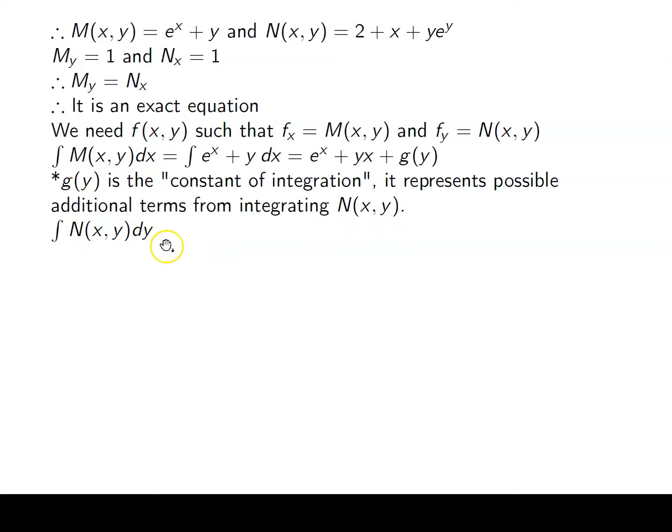And then I'm just going to equate the two together. Because of the integration here plus this integration here, there should be some overlapping terms and possibly some new terms, and those new terms are those g of y functions. So what are you saying, Professor Williams? Well, let me show you.